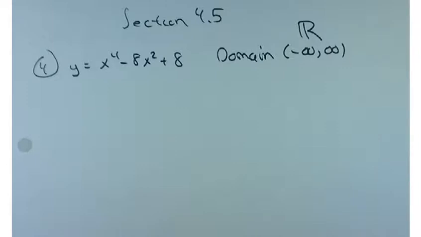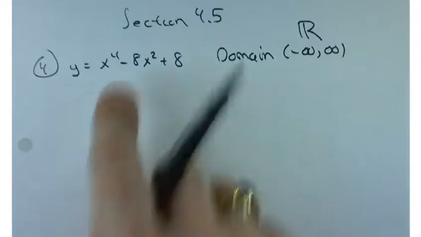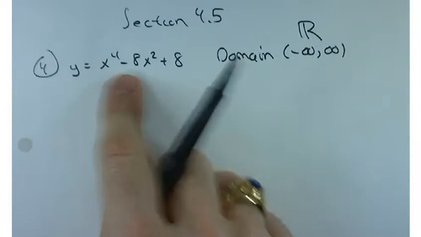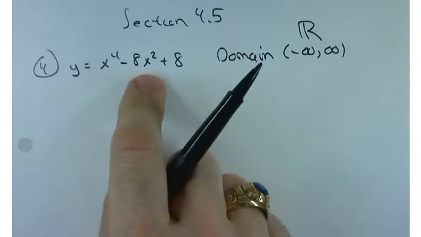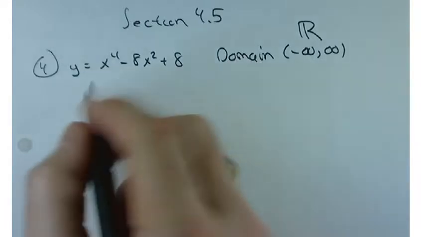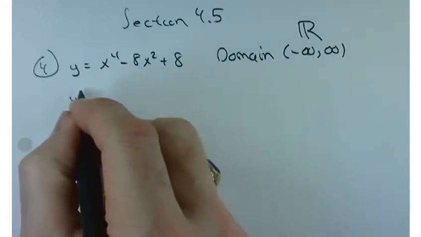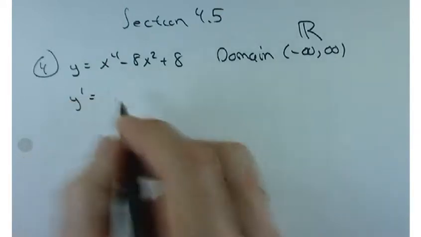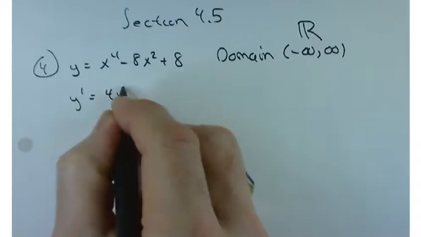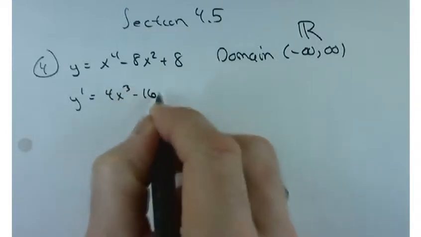Well, this isn't going to have a lot of interesting points because it is just a nice little polynomial function, but there are a few things that we should look for. For instance, let's start out with the first derivative here. First derivative is going to be 4x cubed minus 16x.